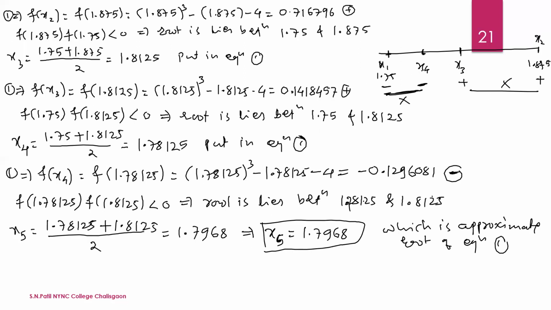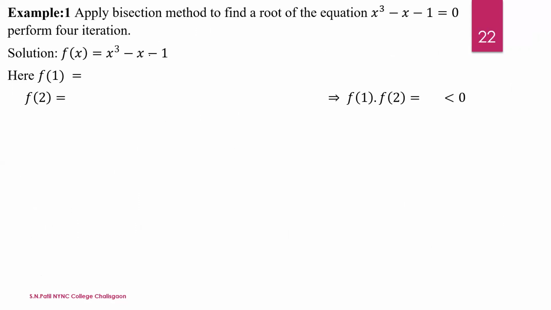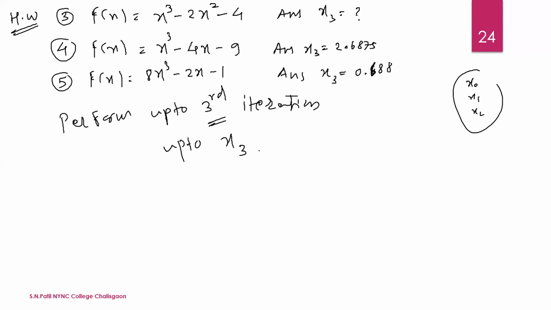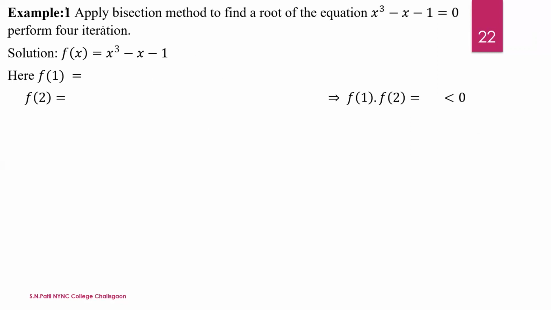Now similarly for you, these are the problems. This is the first problem. Homework for you. And these are the remaining 3 problems. Solve all these problems using the bisection method. For these 3 problems perform only 3 iterations, and for the second one, this is the second problem, here perform 4 iterations. Use the same technique. Okay, thank you.